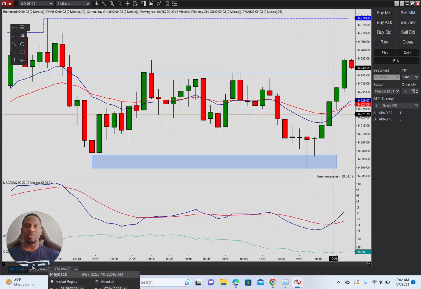This would have been a good entry after this kind of bullish bar. But you're risking a little bit, so just keep in mind you have to know your exit. Is it here? Is it right under it? You've got to know your exit.